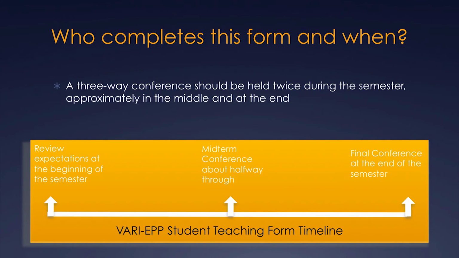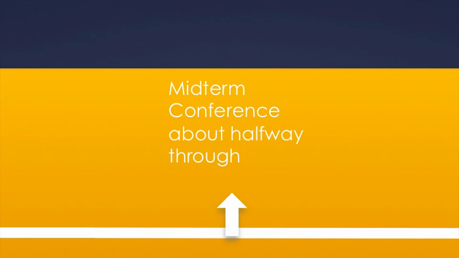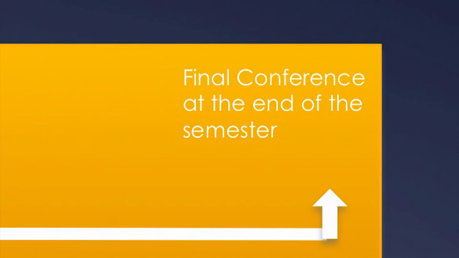The three-way conference should take place twice during the semester. First, a three-way conference is held in the middle of the semester as a formative assessment to help the student teacher identify areas of strength and opportunities for growth in the remaining time in the placement. Second, a final conference is held at the end of the semester as a summative assessment of the student teacher's performance throughout the experience.